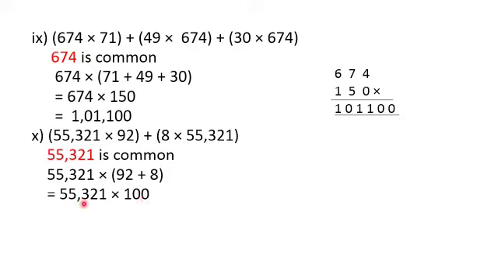So 55,321 into 100. When you multiply with zeros, just add the zeros at the last, students. So your answer is 55,32,100. Just add two zeros at the last. Understood, students?